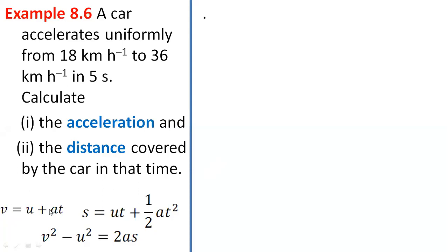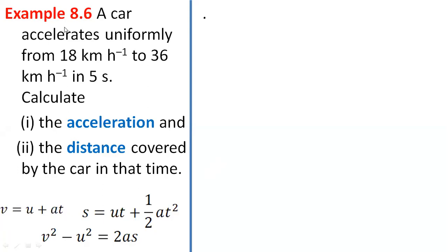v is equal to u plus at means what? v minus u. You can shift that u here. It will become v minus u is equal to at. Then shift that t also. So it will become a is equal to v minus u by t. That is the same formula which we use for acceleration, the rate of change of velocity. So there is no difference in that formula. This is the same first formula, v is equal to u plus at.